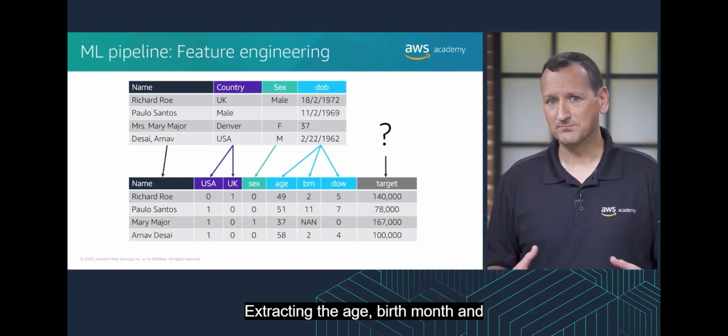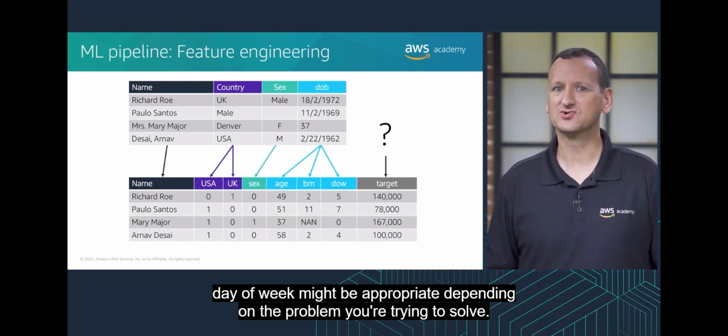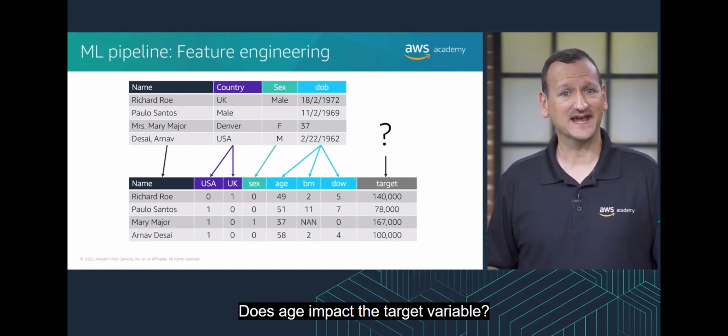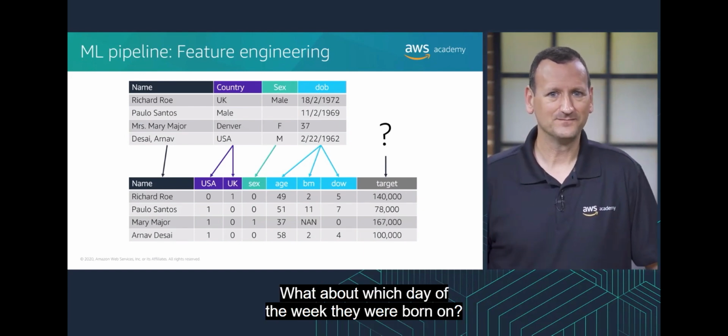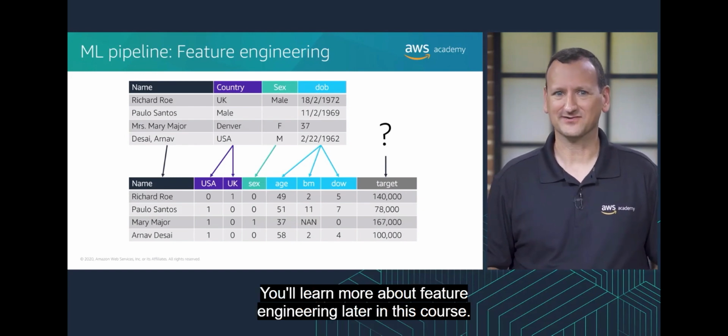Extracting the age, birth month, and day of week might be appropriate depending on the problem you're trying to solve. Does age impact the target variable? What about which day of the week they were born on? Don't worry if this sounds complicated. You'll learn more about feature engineering later in this course.